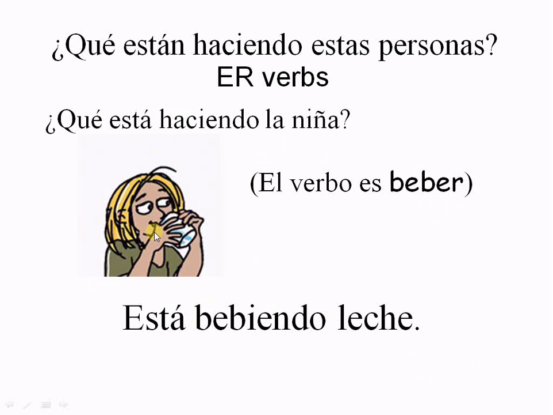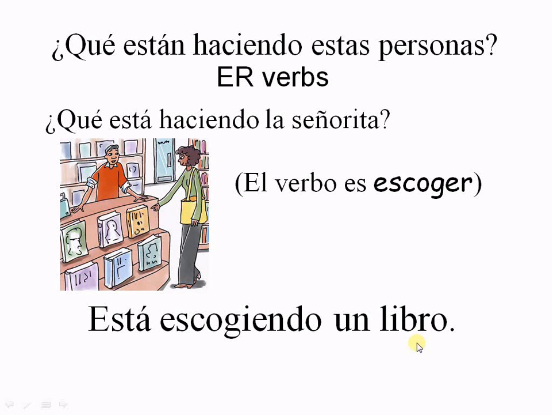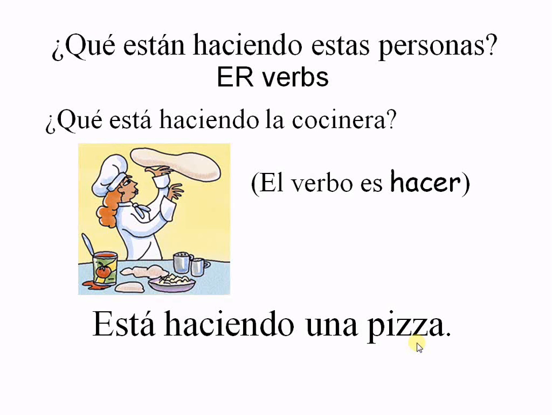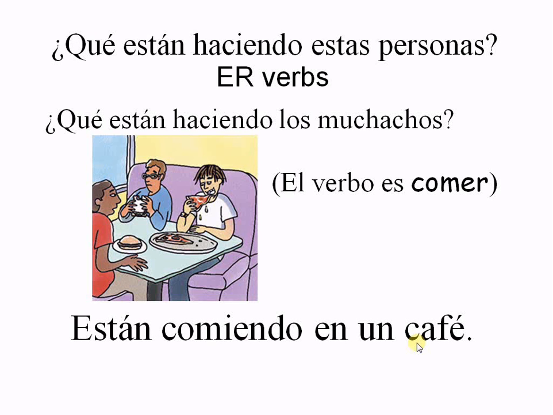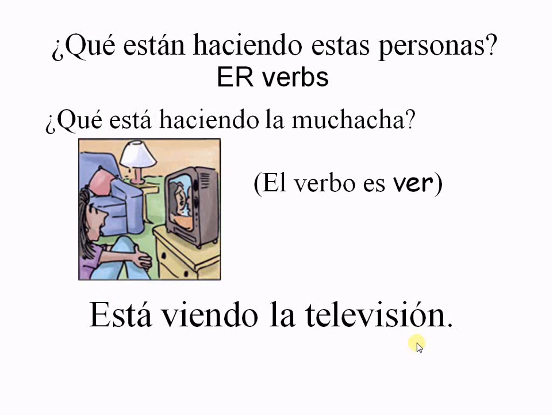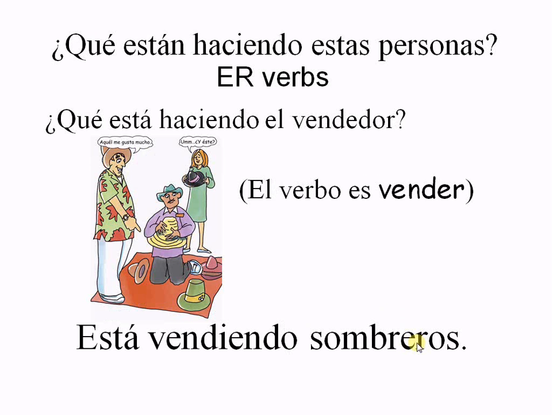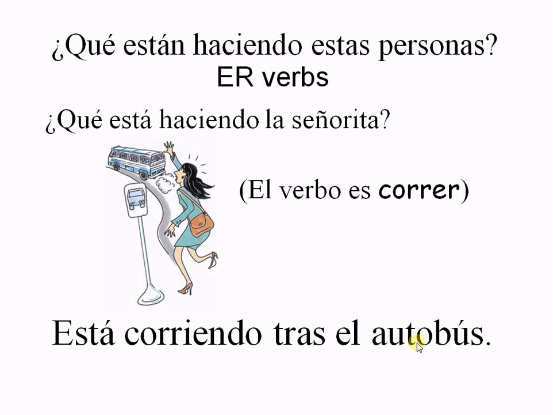¿Qué está haciendo la niña? Está bebiendo leche. Now we are using ER verbs. ¿Qué está haciendo la señorita? Está escogiendo un libro. ¿Qué está haciendo la cocinera? Está haciendo una pizza. ¿Qué están haciendo los muchachos? Están comiendo en un café. ¿Qué está haciendo la muchacha? Está viendo la televisión. ¿Qué está haciendo el vendedor? Está vendiendo sombreros.